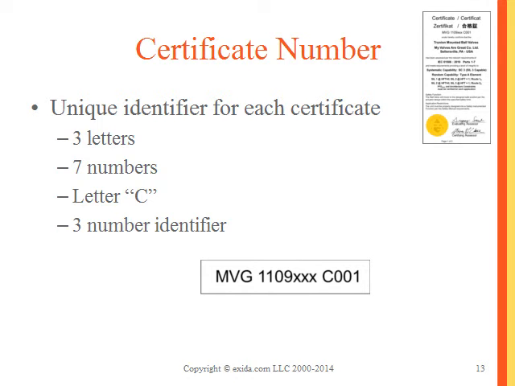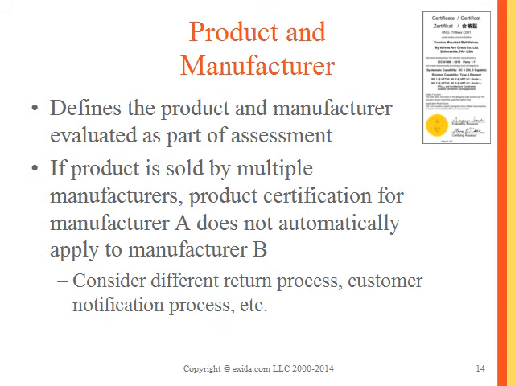So that's the unique identifier, and with that we can always look up all the information associated with that particular assessment. Then the next part on the front of that certificate is the product and manufacturer that were evaluated as part of the assessment. And it's kind of a combination of the two. It's not just the product, it's the product and manufacturer when we do these 61508 assessments.